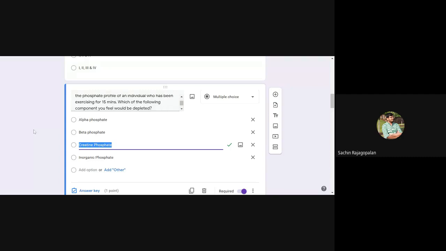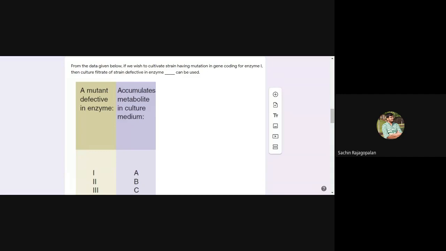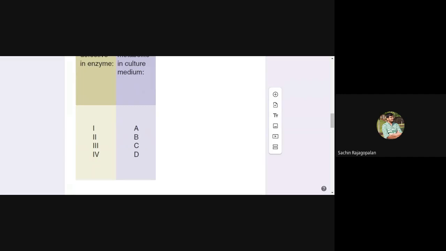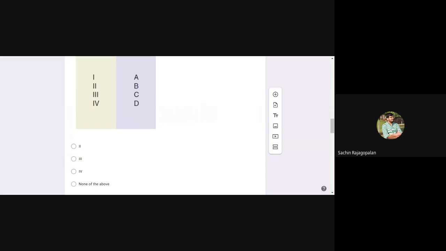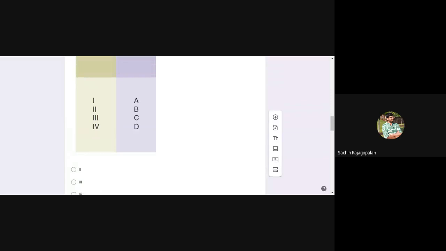From the data given below, if we wish to cultivate a strain having a mutation in the gene coding for enzyme 1, then the culture filtrate of the strain defective in enzyme dash can be used. So which of these can you use? Can you use the filtrate of 2, 3 and 4 or is it none of the above? The answer has to be none of the above, right? If it is defective in enzyme 1, you cannot use the filtrate of any other strains to cultivate this. It has to be none of the above.